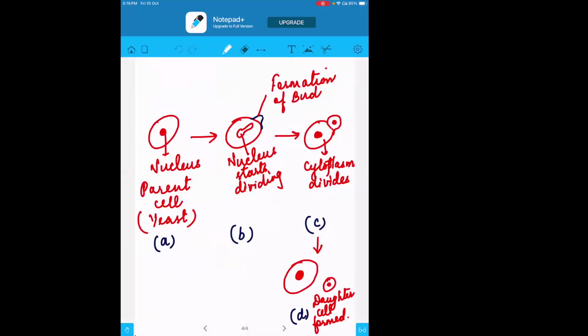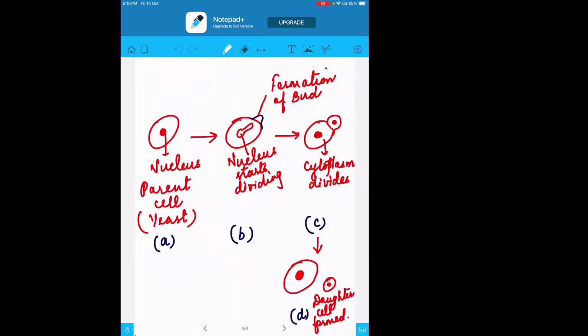Now this is the diagram. In the complete process, in the first step the parent cell is there. In the second step, the nucleus starts dividing, and at the same time the formation of the bud takes place. In the third step, the cytoplasm starts dividing. And then in the last step, when they get the appropriate favorable condition, the bud gets separated from the parent cell.